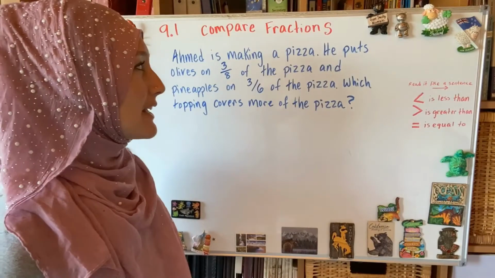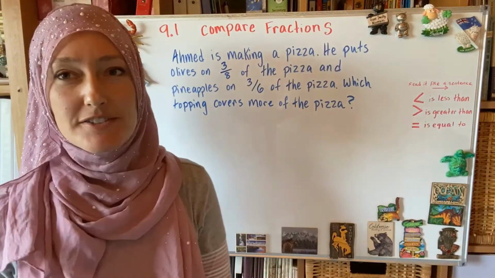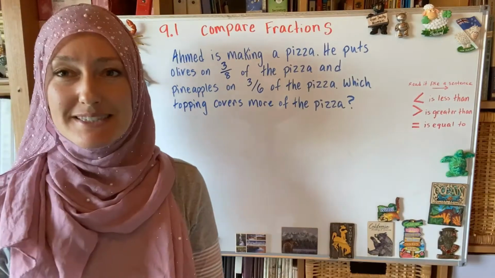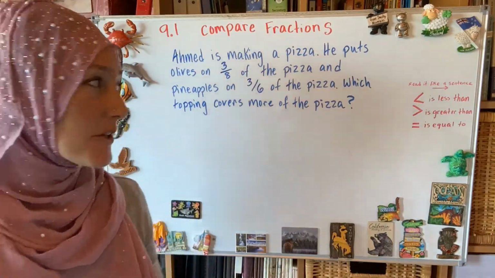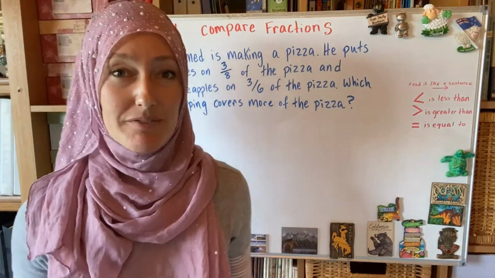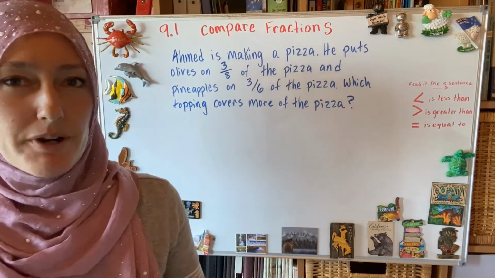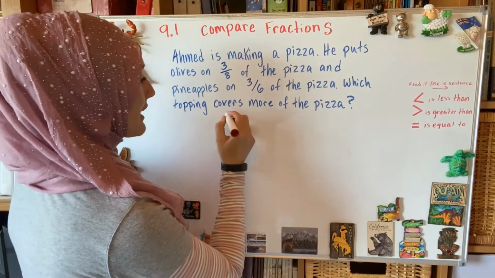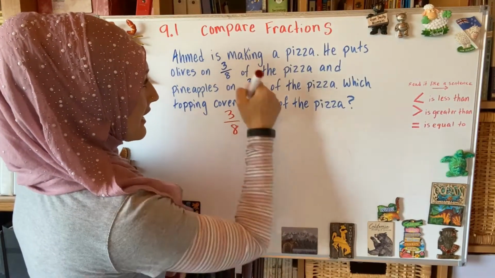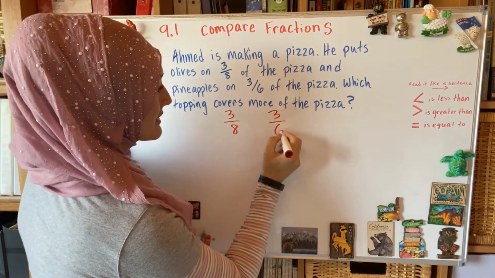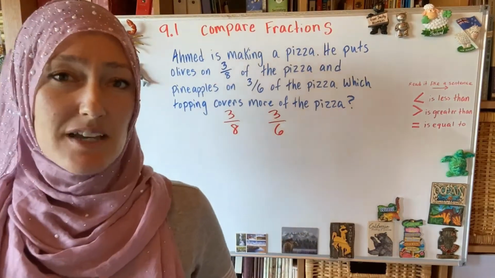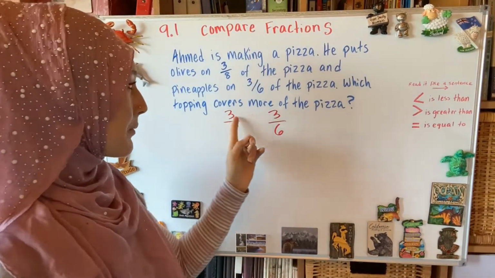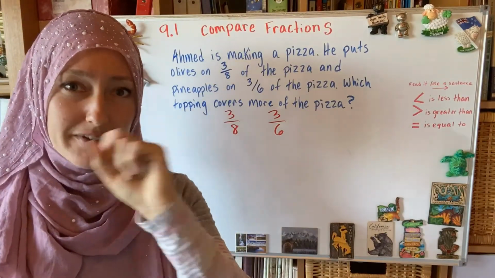So I'll show you a few ways you can still do it. Ahmed is making a pizza. He puts olives on 3/8 of the pizza and pineapples on 3/6 of the pizza, and we want to know which topping is covering more of the pizza. The two parts of a fraction that we always look at are the numerator and the denominator. So if we have a 3/8 and we have a 3/6, in this case, the denominator is different. That means the parts are in different sizes.